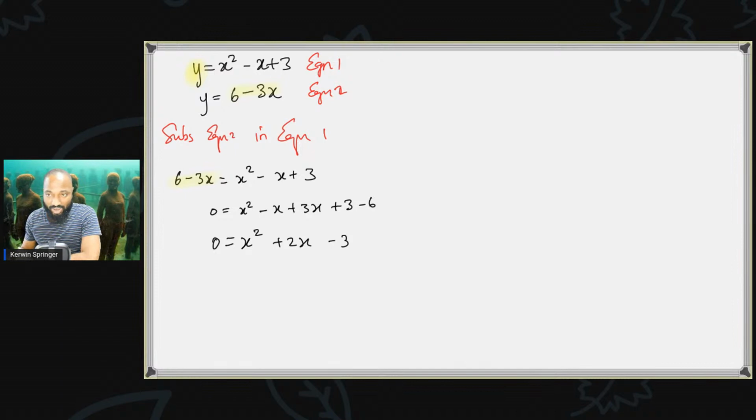So factorizing this, you would see that this should really split into plus 3x and negative 1x.